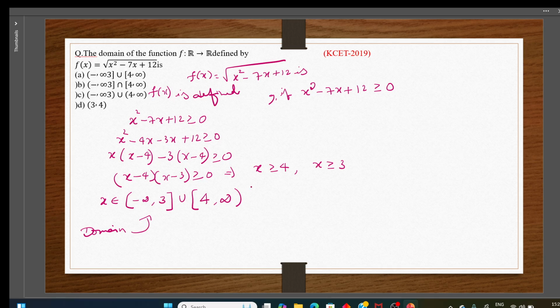Okay, so which option is correct here? Some mistake happened in these intervals.